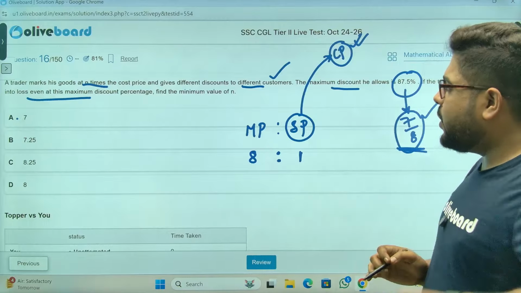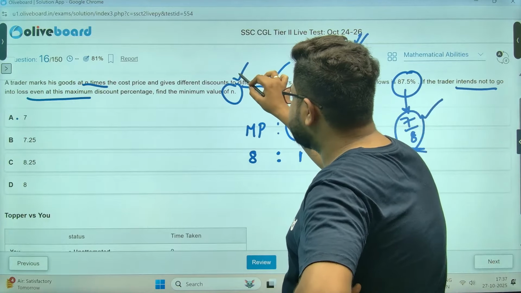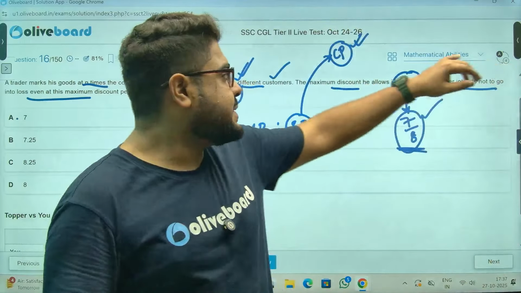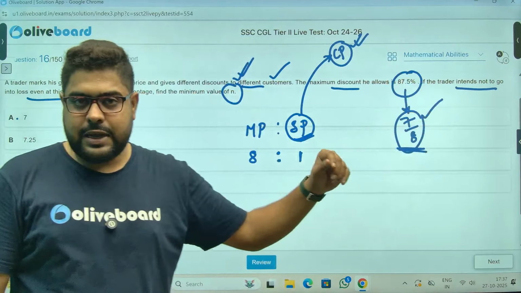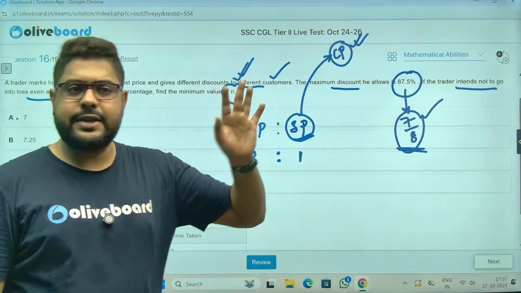So the minimum value of N, I can say, when he is selling his products, even after giving 87.5% discount, he is selling his product on CP only. He is not making any profit. But again, he is not even making any loss either. Profit नहीं बना रहा है, but loss भी नहीं बना रहा.